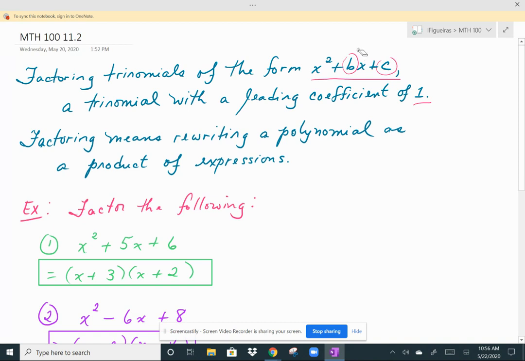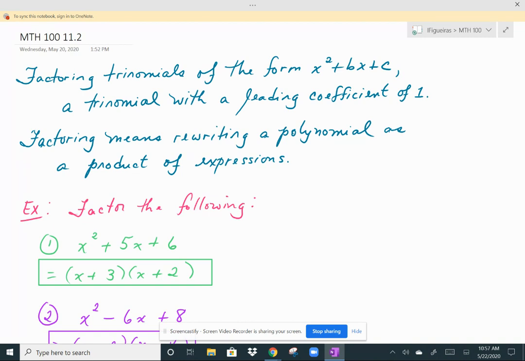And again, when we're factoring, that means that your result will be a product of expressions. And in this special case, when you have x squared plus bx plus c, you are basically doing the opposite of foiling. So with foiling, we took binomials and we multiplied them out. This time we're going to be taking a polynomial and writing it as a product of binomials.